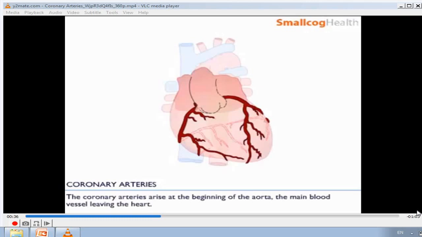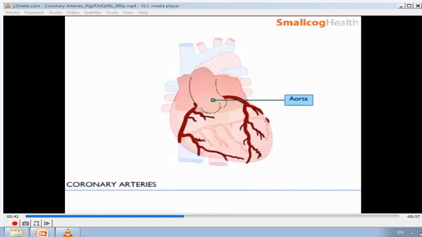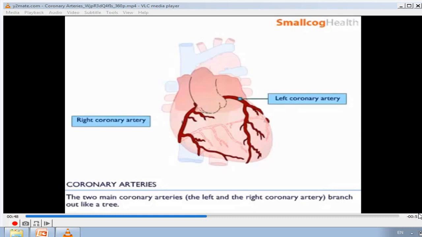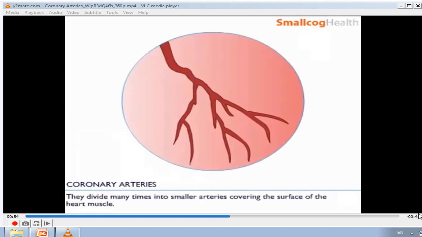The coronary arteries arise at the beginning of the aorta, the main blood vessel leaving the heart. The two main coronary arteries, the left main coronary artery and the right coronary artery, branch out like a tree. They divide many times into smaller arteries, covering the surface of the heart muscle. They supply the muscle with oxygenated and nutrient-rich blood.